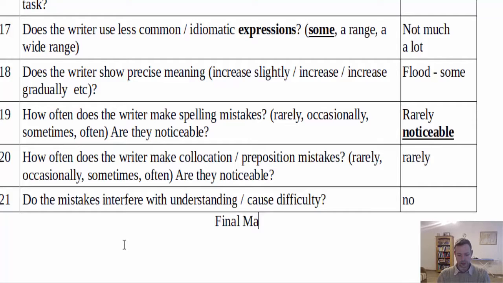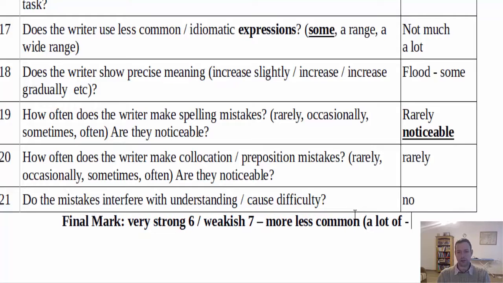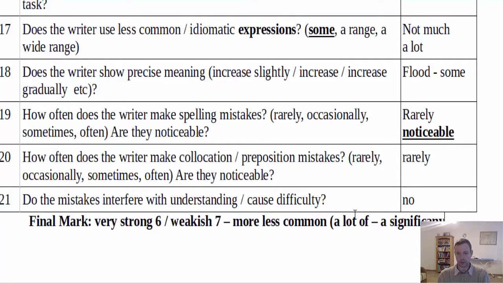Let's have a look. Final mark. Let's have a look there. Final mark. It's going to be something like a strong 6, like a very strong 6, I think. A very strong 6 or a weak 7. A weakish 7. Okay? But, more or less common. Particularly with things like a lot of, you've got to start using a significant amount of, because you can replace that anywhere.